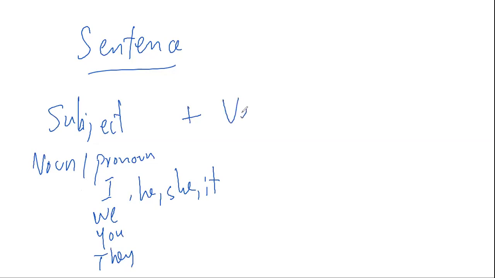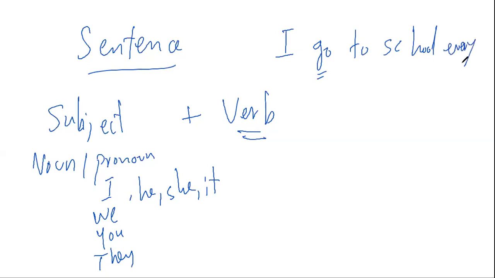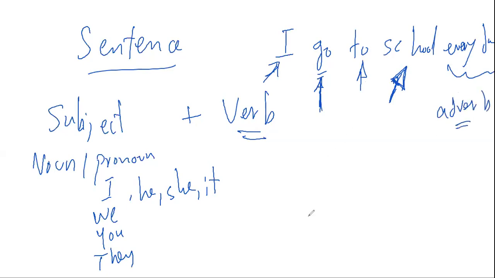So you must put a verb. This verb could be a verb tense. For example, you can say, I go to school every day. Here the subject is I, the main verb is go. To is a preposition. School is object. And every day is adverb. So you studied this with me. I is a subject. Go is the main verb.